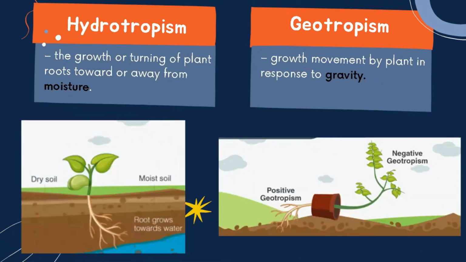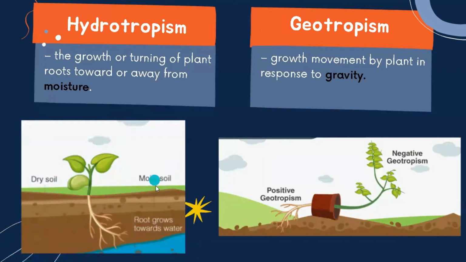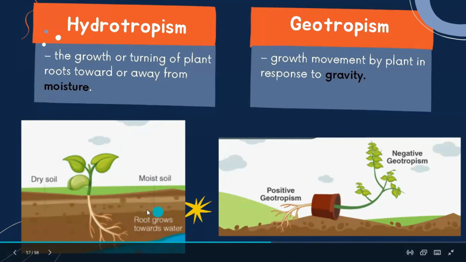Hydrotropism, the growth or turning of plant roots toward or away from moisture. Ito, we have here on the left, dry soil, and on the right, we have moist soil. So yung roots grow toward the water. Yun yung hydrotropism.